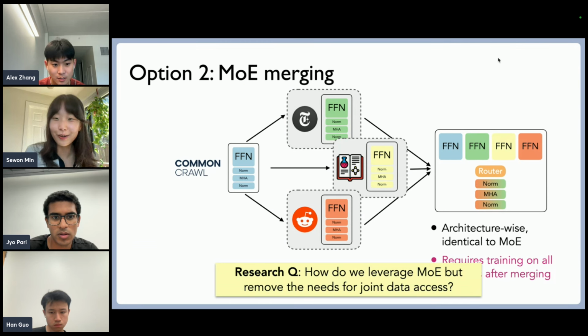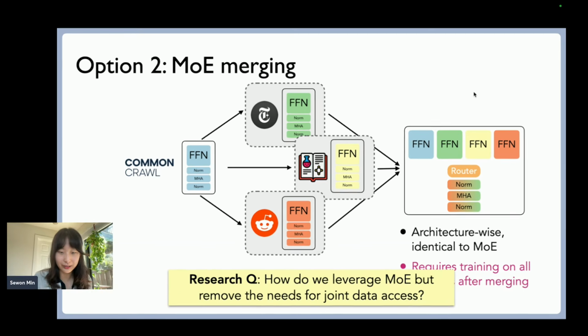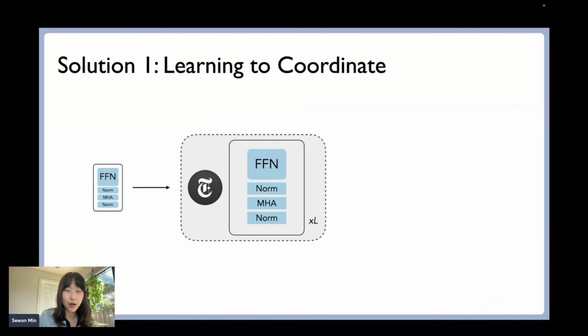Cool. Yeah, I can go over our method and then take more questions. So these are two approaches, and as I just mentioned, what we want to do is keep the mixture of experts architecture, but have a better training algorithm to remove the need for joint access of the data. So how do we do that? We came up with two different solutions. The first one is called learning to coordinate, or I often call it mixture of experts aware training.